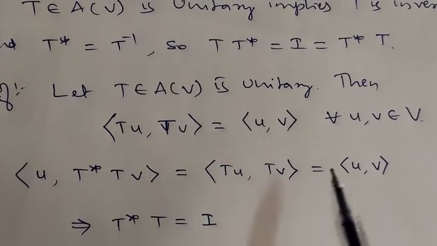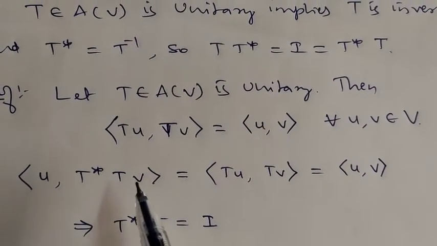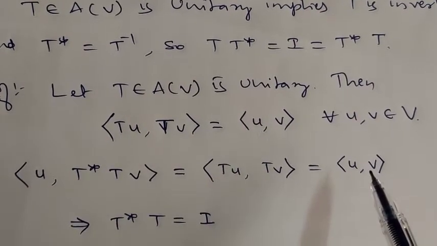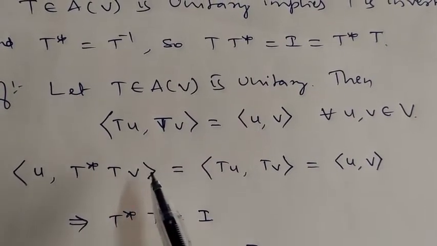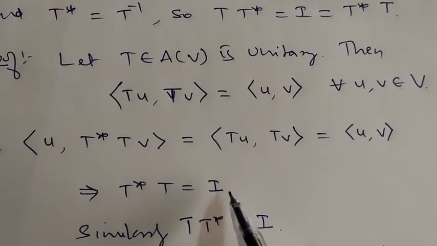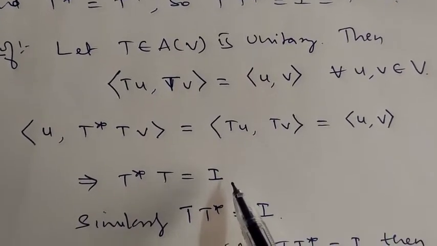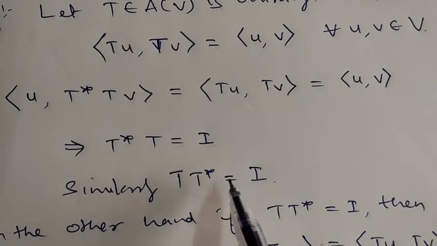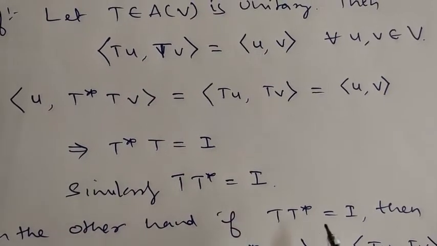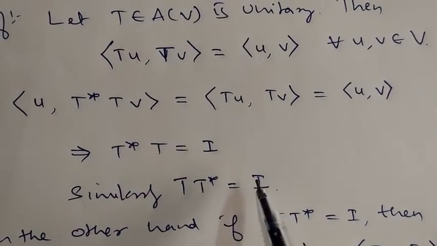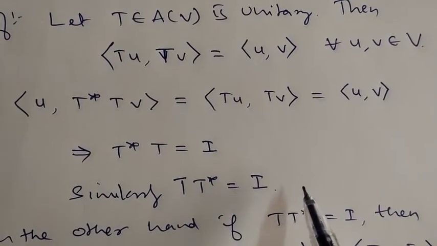Now you observe the first and third terms: U comma T star into T of V is U comma V, which means T star into T is equal to I. Similarly, you can show that T into T star is I. Therefore T into T star is I, as well as T star into T.